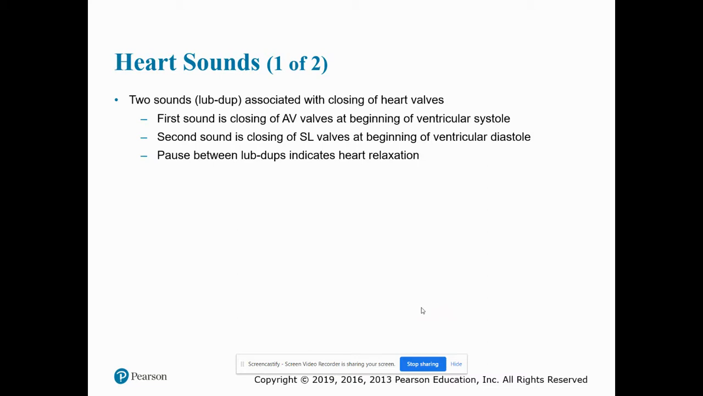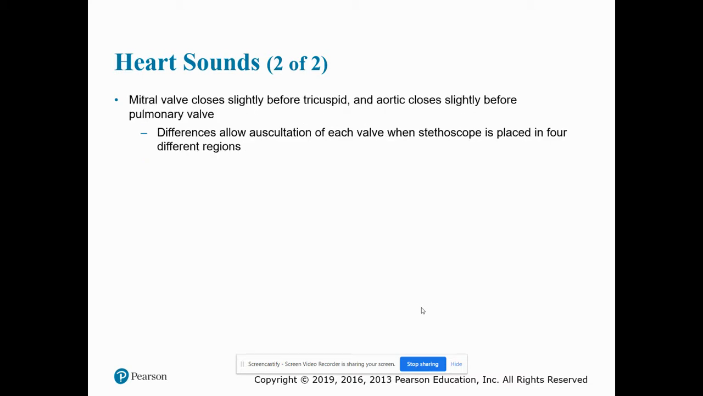So heart sounds: two sounds, lub-dup, associated with the closing of the heart valves. The first one is the AV valves. The second is the closing of the semilunar valves. And the pause between lub-dups indicates heart relaxation. The mitral valve closes slightly before the tricuspid, and the aortic valve closes slightly before the pulmonary valve, and the differences allow auscultation of each valve when the stethoscope is placed in 4 different regions.